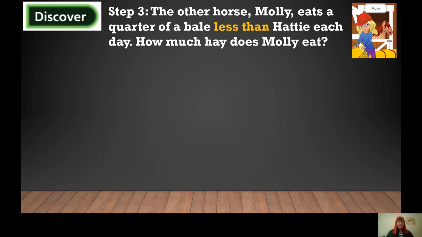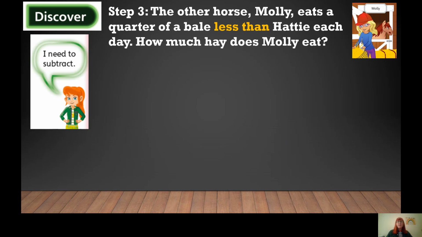Step 3. Now there's another horse you might have noticed. Her name is Molly and she eats 1/4 of a bale less than Hattie each day. The question being, how much hay does Molly eat? Less than. Oh yeah, another word, a synonym for subtracting. So I need to subtract here.